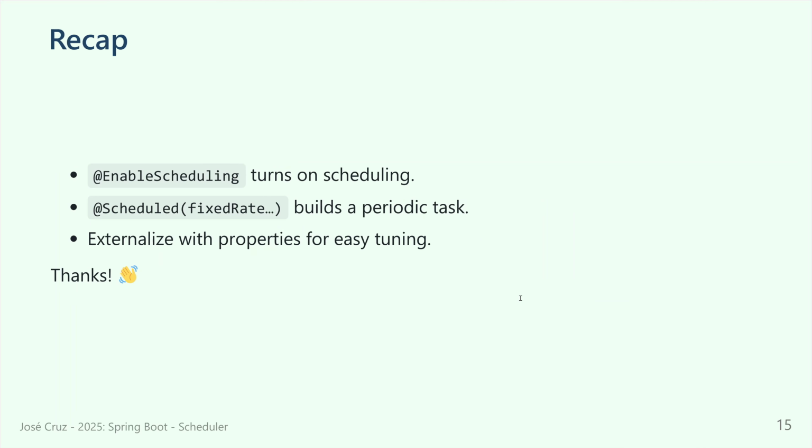So let's recap what we did here. Enable scheduling. To turn it on, use the annotation schedule on one or more methods. It's not one. You can put as many as you wish. Of course, each one will have a scheduled thread associated with it. Be careful with that. And you can build the periodic task. And a good practice: externalize with properties for easy tuning.